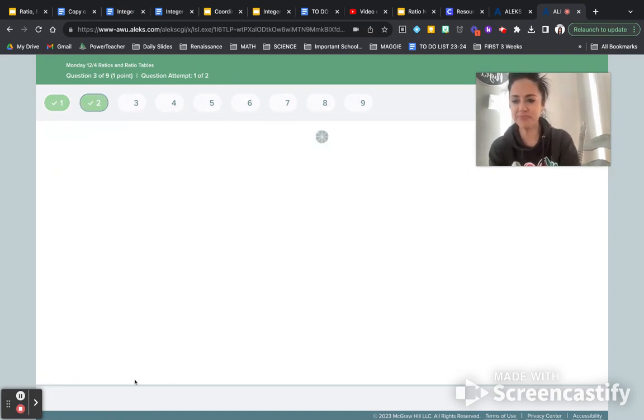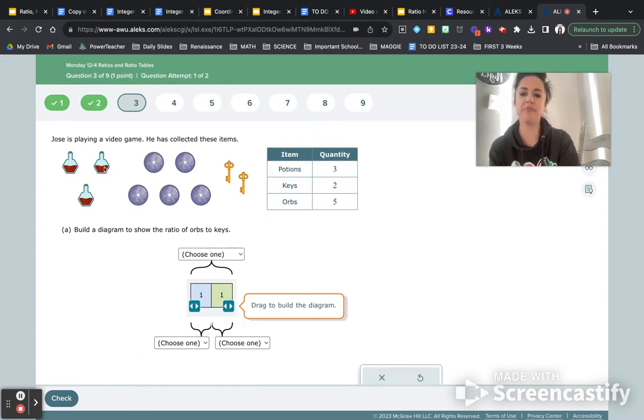Let's try another one. This should be a different type. Okay, so Jose is playing a video game, right? And he has collected these items. This looks like some kind of potion, and I don't know, like an electricity ball or something, and then magic keys. Okay, so build a diagram to show the ratio of orbs. I guess those are like the little electric balls, right? The ratio of orbs to keys.